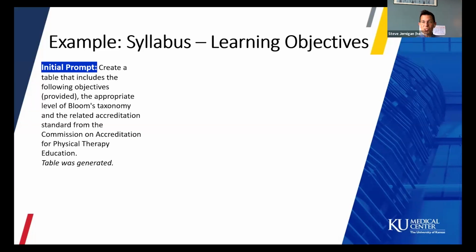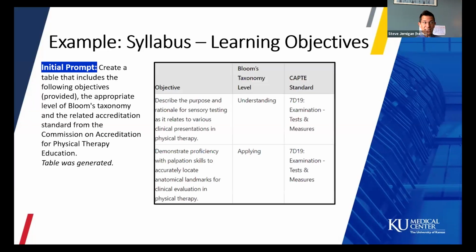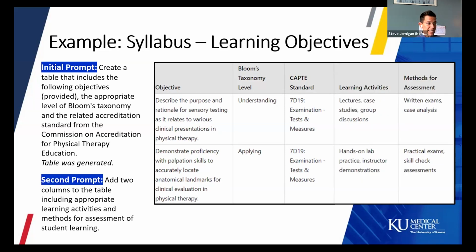Those are on the web. And so I asked it to do that and it generated a table. This is just an example of 2 of the objectives, okay? But then what I asked it to do as my second prompt was to add 2 columns to the table, including appropriate learning activities and methods for assessment of student learning.